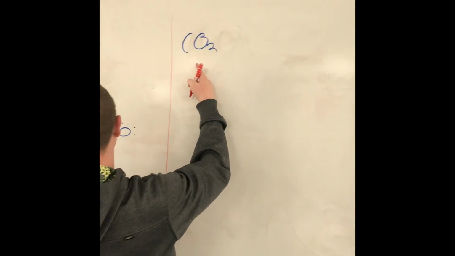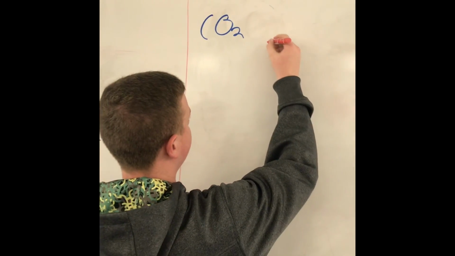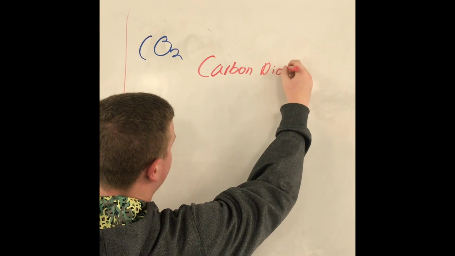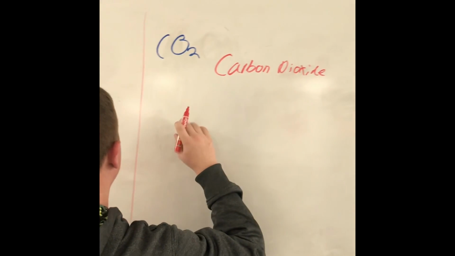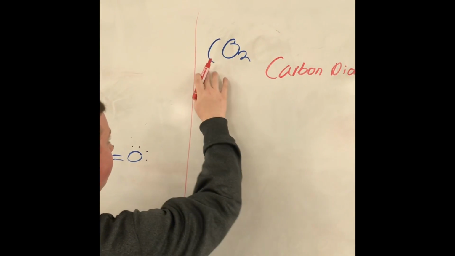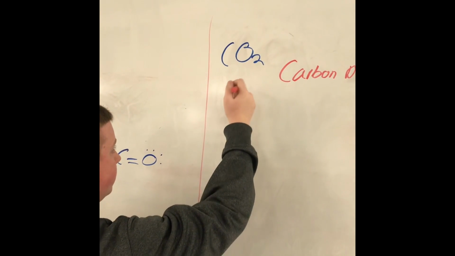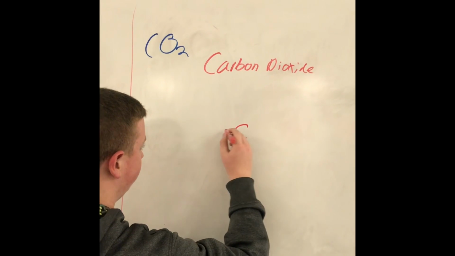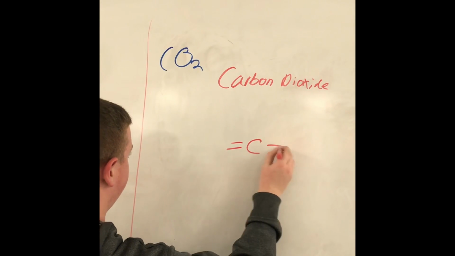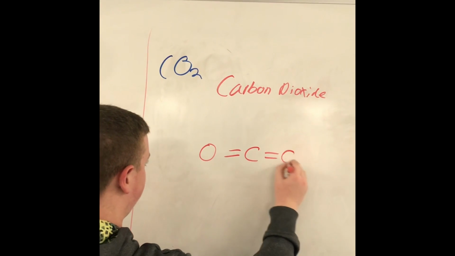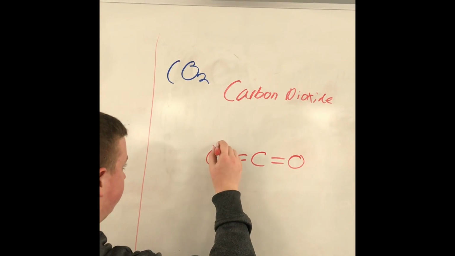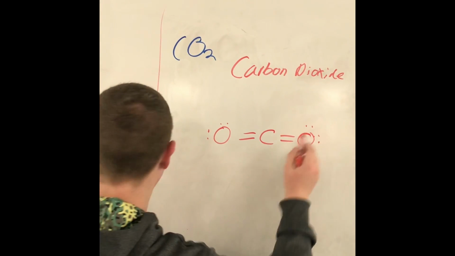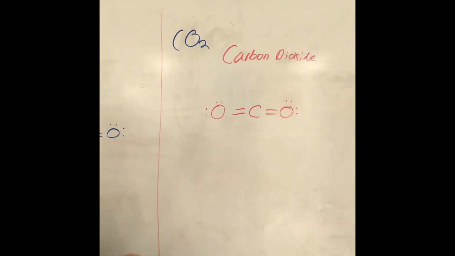So this compound is carbon dioxide, and it's a covalent bond because carbon is a nonmetal and so is oxygen. To do the Lewis dot structure, you would have carbon in the middle and a double bond on each side with oxygen, and then both of the oxygens would have 2 lone pairs on each side, and that would be the Lewis dot structure for carbon dioxide.